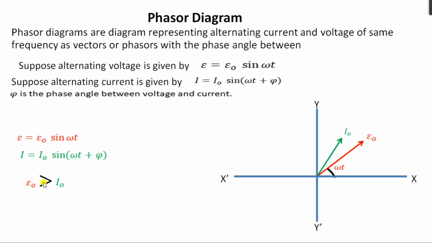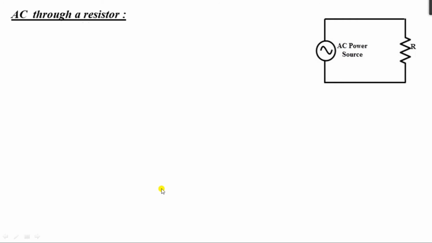The current is φ angle ahead of voltage, so this angle is φ, and the angle subtended by I is ωt plus φ, and this is the value of current and this is the value of voltage. Now this is the phasor diagram representing voltage and current. So now we'll derive the expression for AC through a resistor.